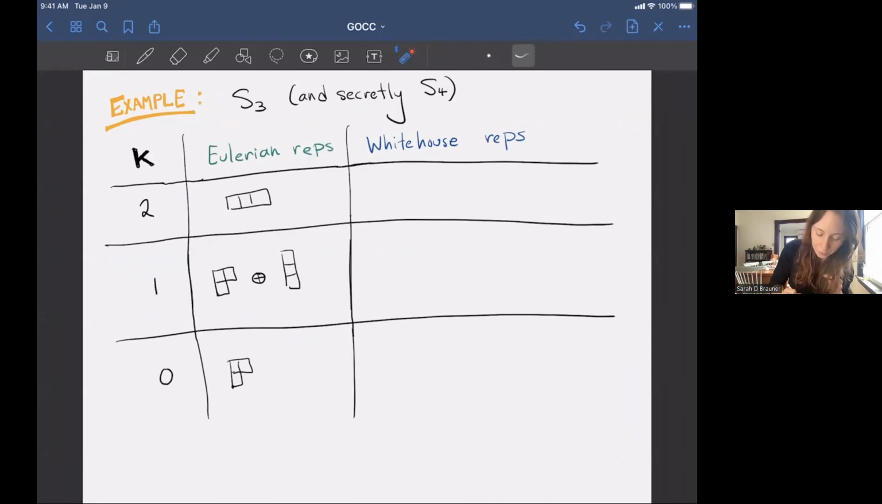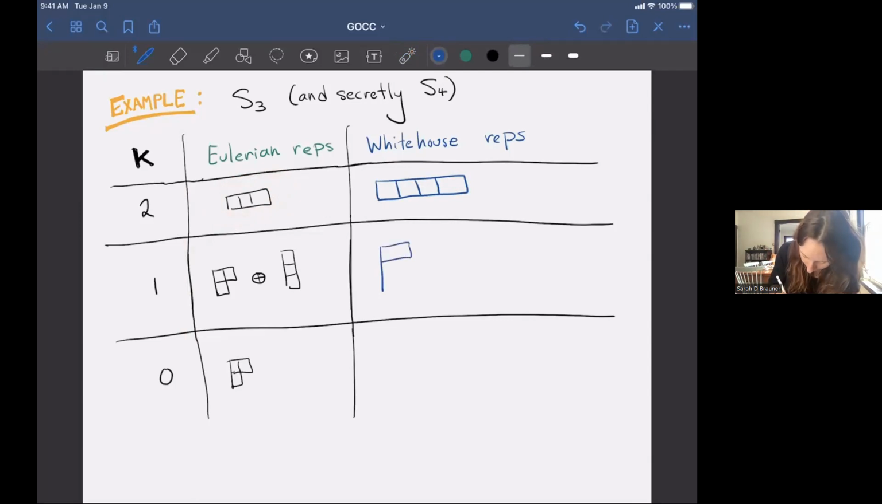Okay, so here are S3 Eulerian representations. And I want to think about what are the Whitehouse representations of S4 that restrict to each of these. So we're going to use the branching rules here. Okay, so let's start with this one. So I want to think about a partition of 4 that if I can only remove one box, and the box I remove gives me this. So it turns out the shape has to be this. So the trivial representation of S4, because this is the only box I can remove, and that gives me this partition. Okay, the next one, k equals 1.